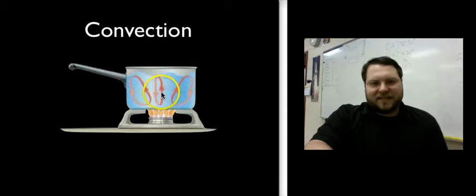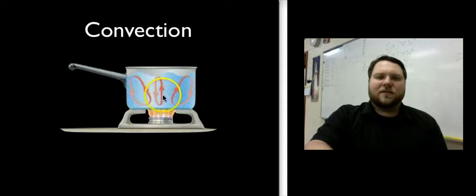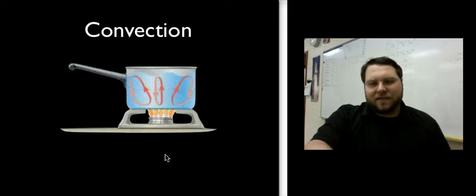The really neat thing is that as it gets to the top, it cools off. It gives other atoms that energy, and as it cools off, it gets more dense and sinks back to the bottom, where it's heated again. And so you get this current, like a circular current from the top to the bottom, that we call a convection current. And this happens in the atmosphere.